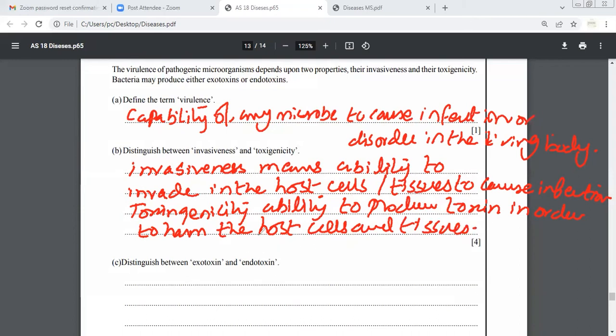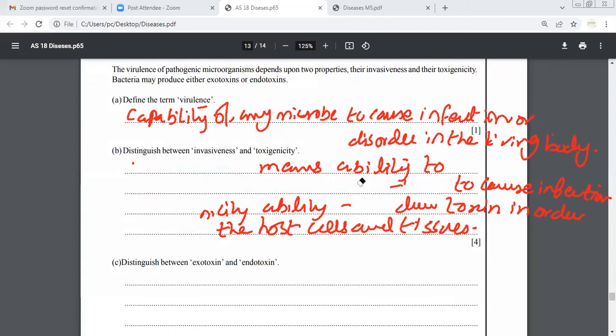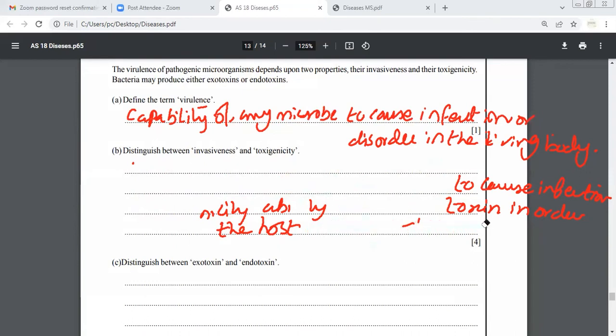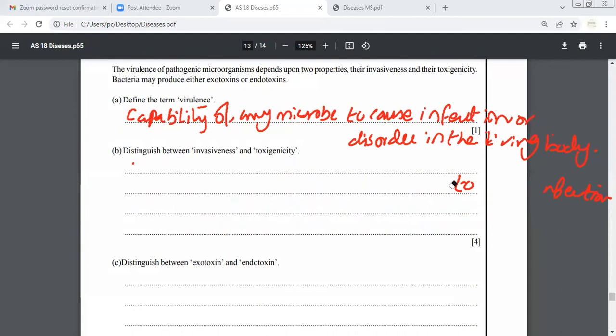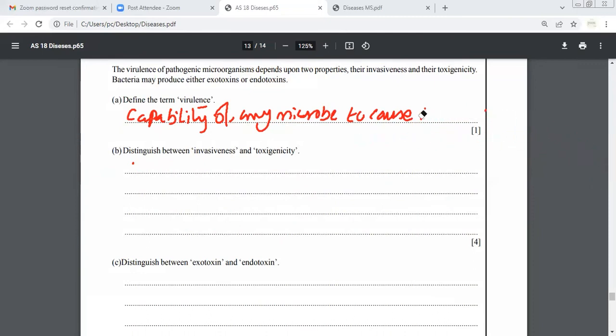Distinguish between exotoxin and endotoxin. As the name shows, exotoxin means the toxin that has been secreted or excreted outside the cell of the pathogen, and endotoxin is present inside the pathogen cell or body, or any part of the pathogen may act as a toxin and can cause the disease or the infection in the host body.